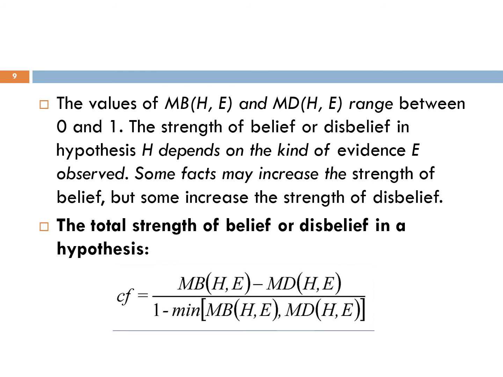Okay, we have a measure of belief minus the measure of disbelief. Then 1 minus the minimum between the measure of belief or the measure of disbelief, whichever is the minimum. This is how we calculate the certainty for the hypothesis.